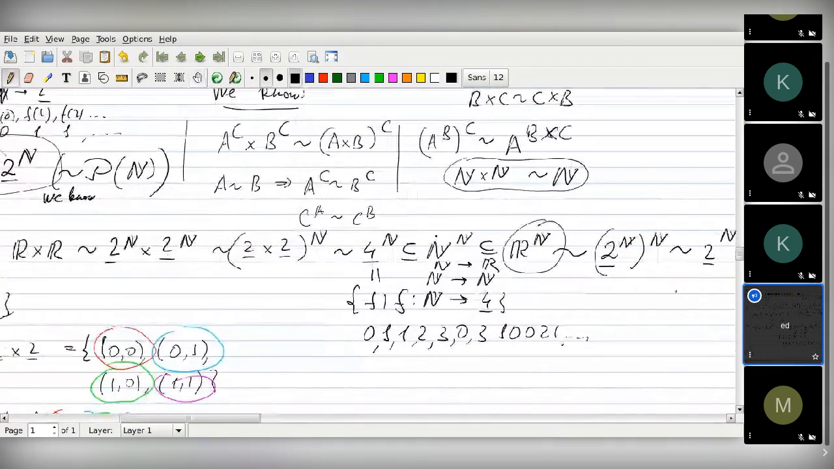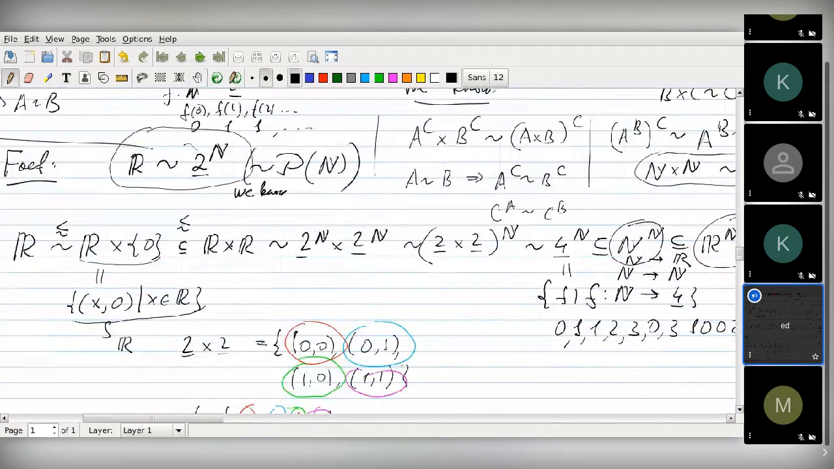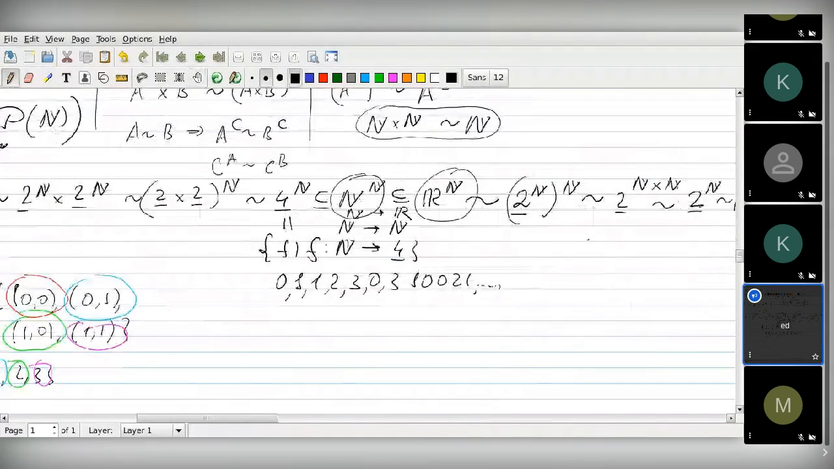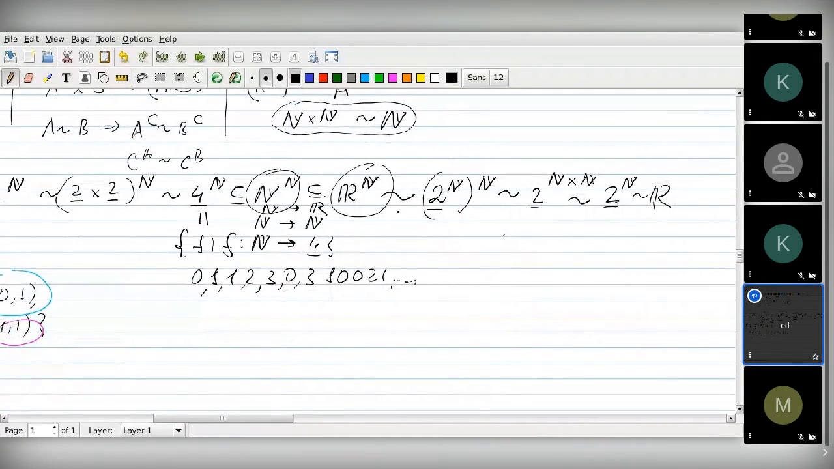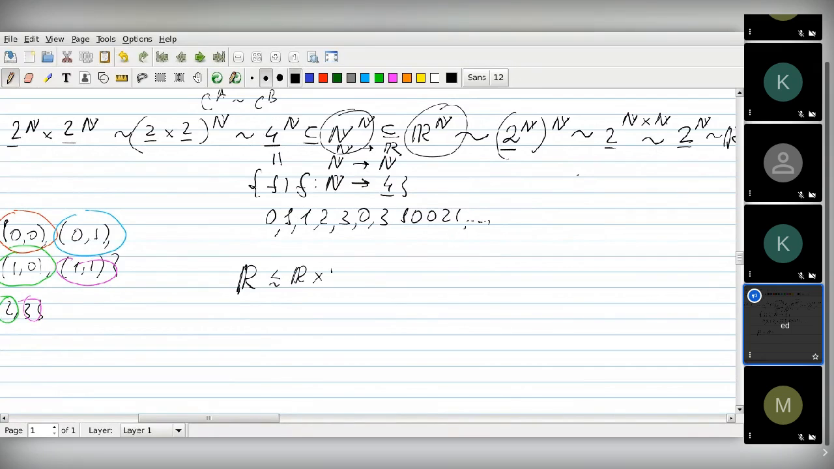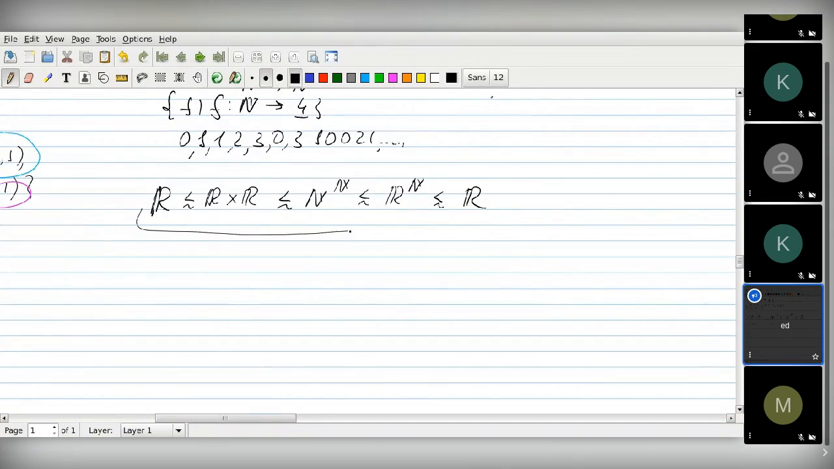Ha! What do I have here? Interesting. I have that reals are embeddable into square of reals, which is embeddable into n to the power n, which is embeddable to R to the power n, which is embeddable to R. So I have the following. Reals are embeddable into reals times reals, which is embeddable to the set of all sequences of naturals, which is embeddable to the set of all sequences of reals, which is embeddable to R. What does it mean? According to the Cantor-Schroeder-Bernstein Theorem, what does it mean?